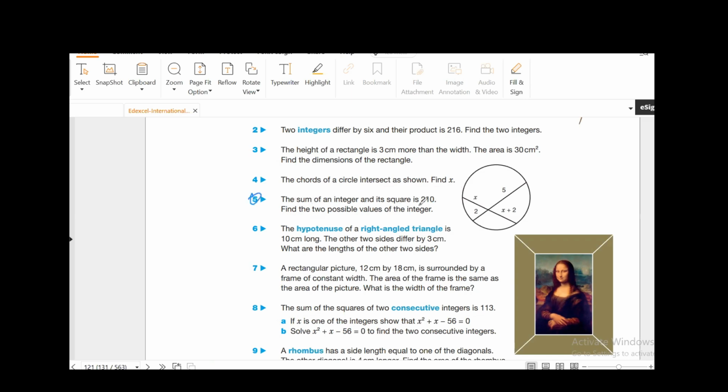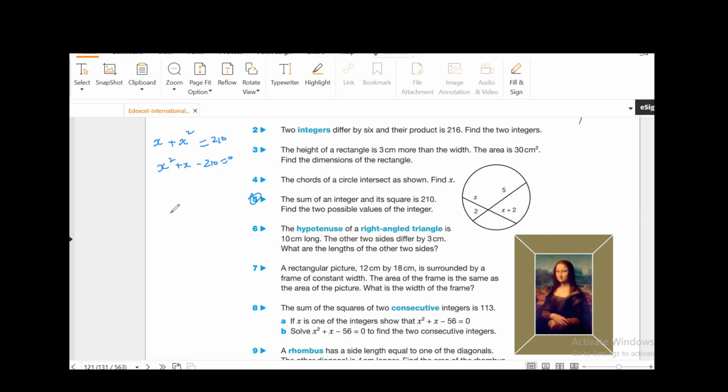The sum of an integer and its square is 210. Find the two possible values of the integer. So, the sum of an integer and its square. Let's suppose the integer is x and its square is x to the power 2, and the sum of these is equal to 210. Means x squared plus x minus 210. And then you can apply the sum and product rule to find this answer.